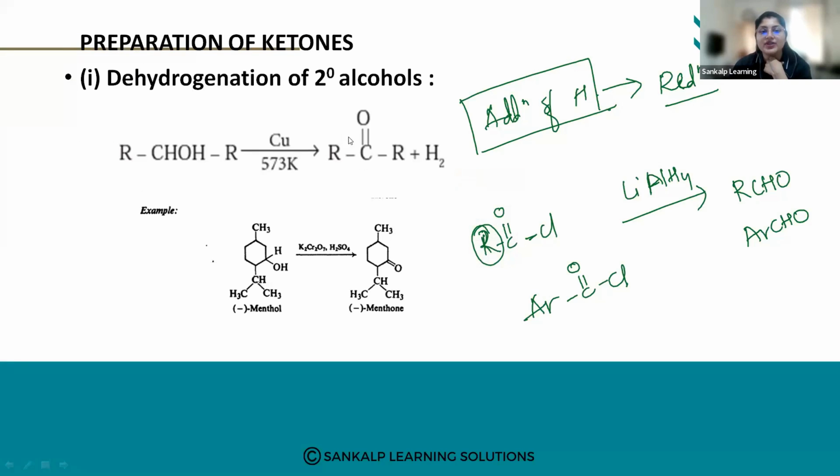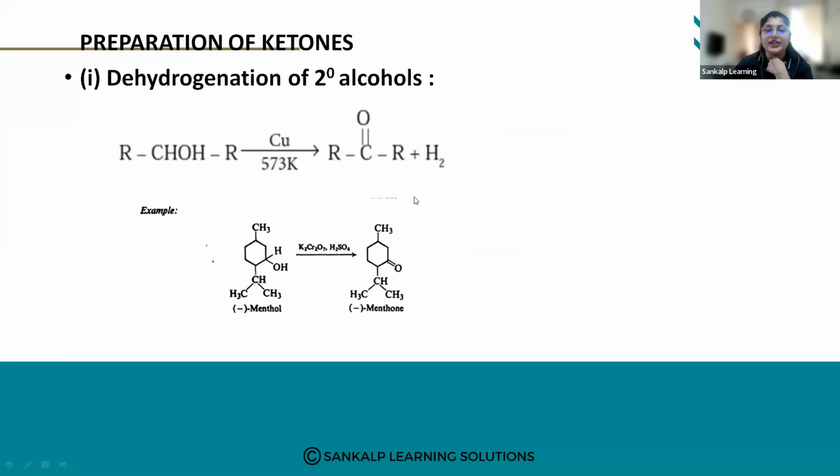Then the next preparation was the preparation of ketones. Preparation of ketones was what? Dehydrogenation of secondary alcohols. So when you take a secondary alcohol and you do dehydrogenation, what is dehydrogenation? Dehydrogenation means removal of H2, that is hydrogen. When you are removing the hydrogen molecule, it is called dehydrogenation.